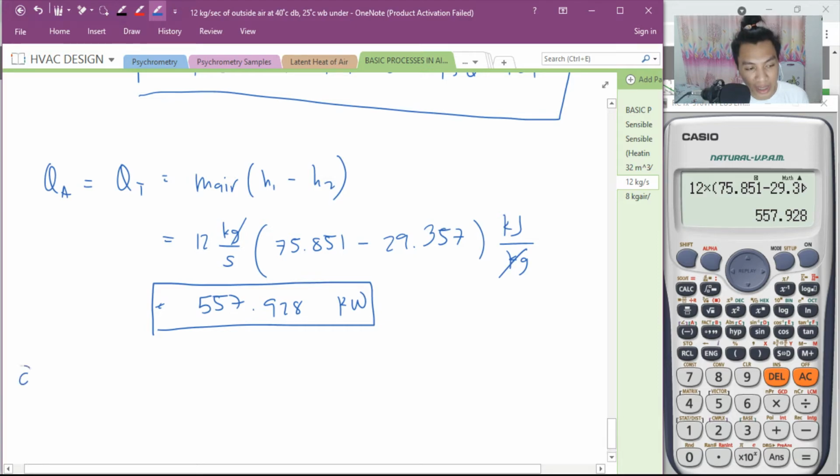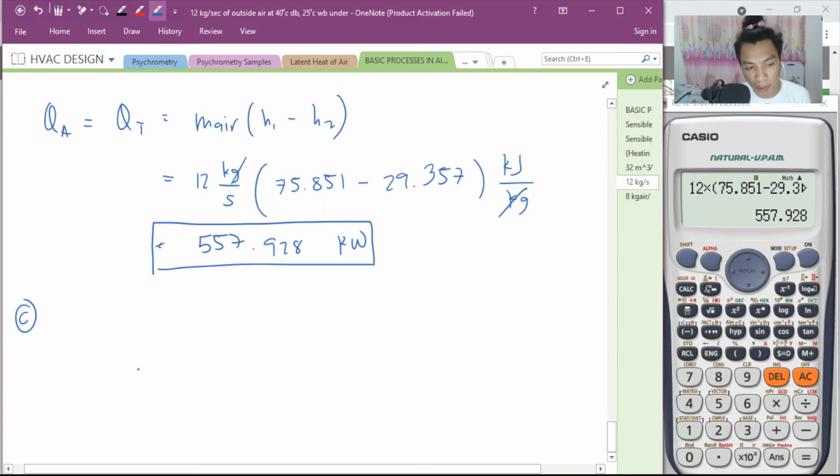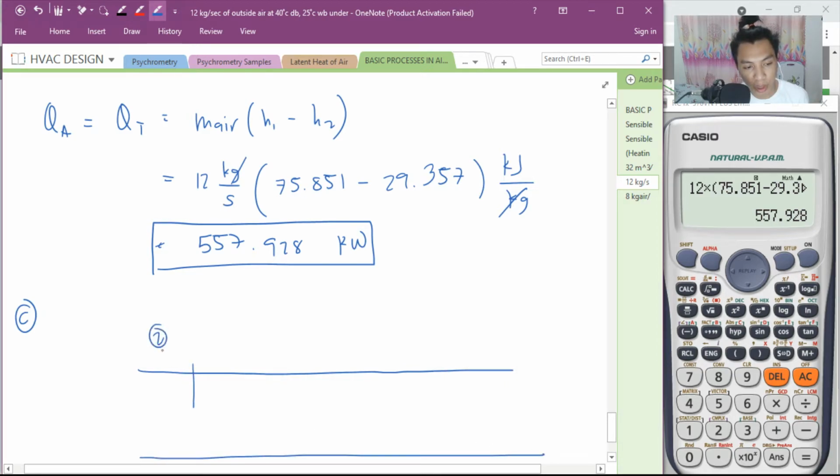For letter C, bagong system yan. Naglagay ka ng reheater, ng heating coil. Now, lumabas siya dito sa point 2 mo. Ayusin ko yung drawing ha. Lumabas siya sa point 2. Okay? This is point 2, okay? Naglagay ka naman ng heating coil, reheater coil. Yan.